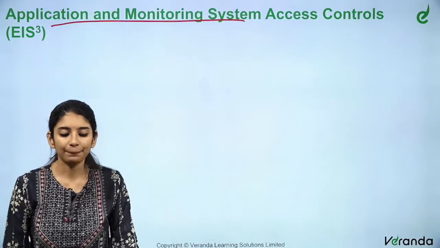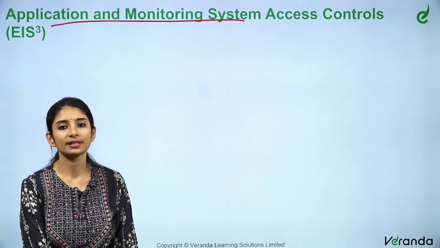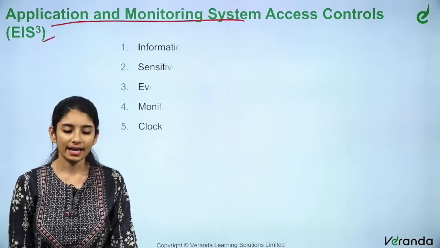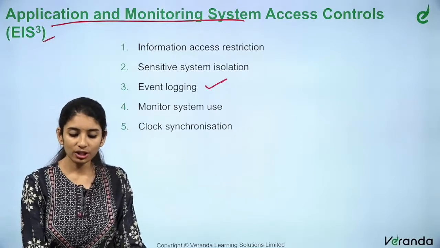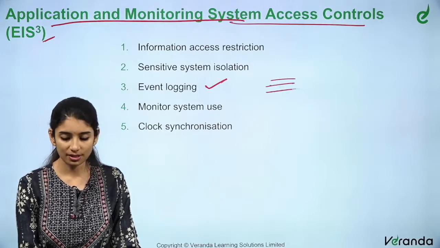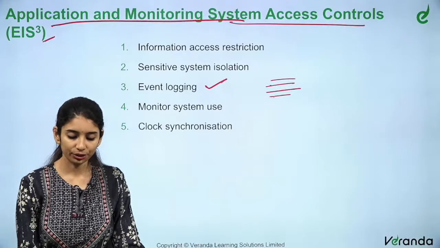Finally, we have application and monitoring system access control. The code for this is EISQ. Okay, E for event logging. So who has access to the system. So have a log of events. Okay, have a log of events of who has gone into that.